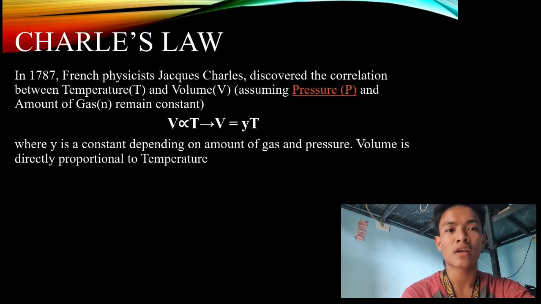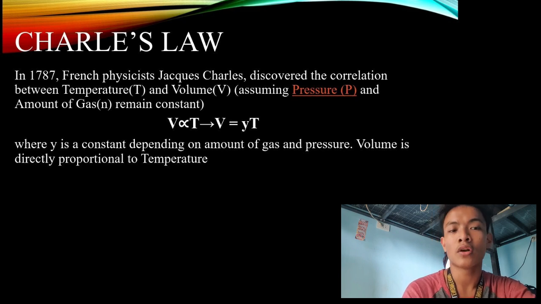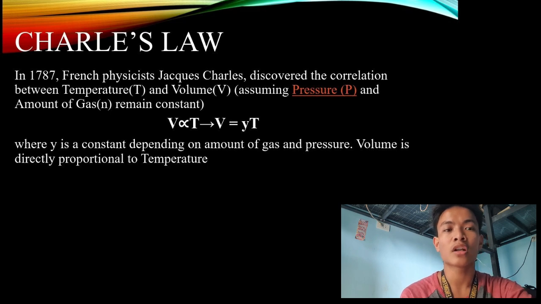In 1787, French physicist Jacques Charles discovered the correlation between temperature T and volume V, assuming pressure P and amount of gas N remained constant. V is proportional to T, so V equals lowercase y times capital T, where y is a constant depending on the amount of gas and pressure. Volume is directly proportional to temperature.